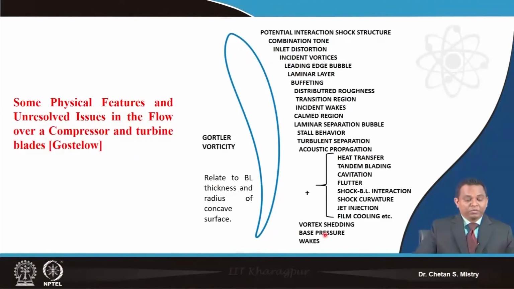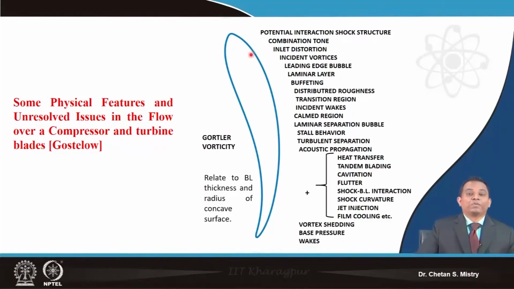Here is one of the features that was given by Gostello. He has reported a whole lot of work related to cascade study, and his data is available in open literature, which people use as of today. According to him, these are some of the physical features and unresolved issues in the flow over compressor and turbine blades, which he has listed here.